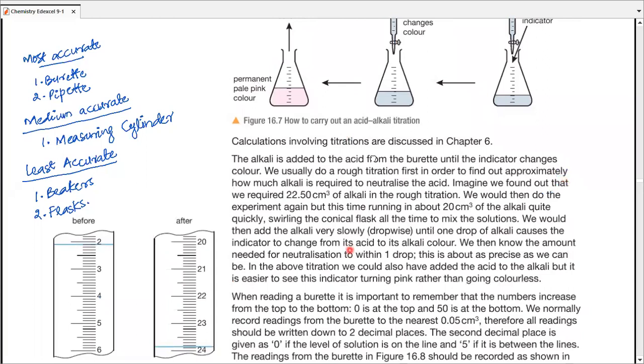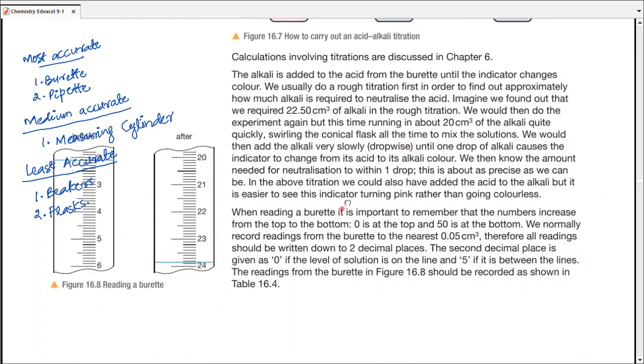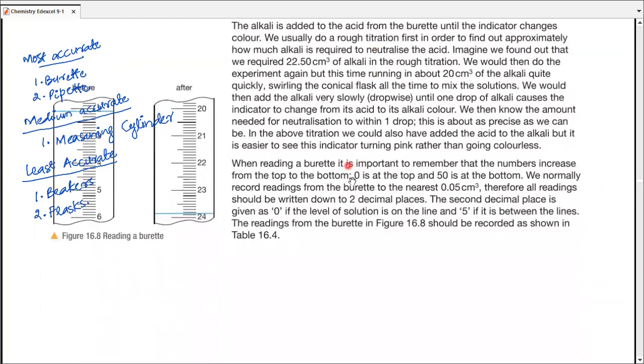paragraphs we have. Calculations involving titrations are discussed in chapter 6. So, we are not going to discuss the calculations over here. The alkali is added to the acid from the burette until the indicator changes color. We already know that. We usually do a rough titration first. This gives us an approximate idea how much alkali will be required in terms of cubic centimeter to neutralize the acid. Imagine we found out that we require 22.50 cubic centimeter of alkali in the rough titration, right?